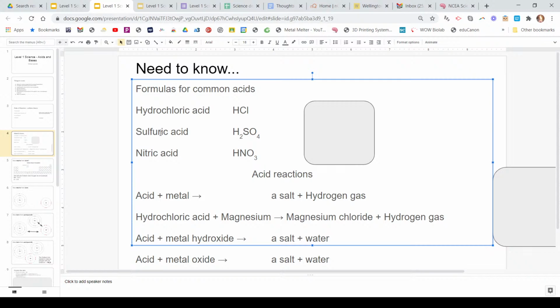If that example was sulfuric acid, then it would be sulfuric acid plus magnesium gives magnesium sulfate plus hydrogen gas. If it was nitric acid, then the example would be nitric acid plus magnesium produces magnesium nitrate plus hydrogen gas.